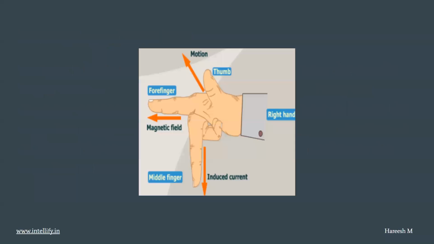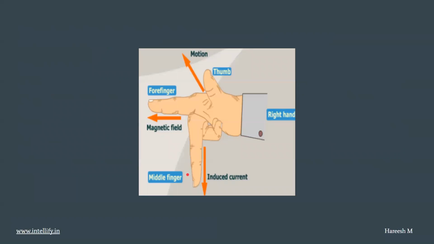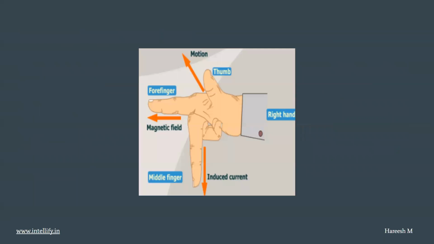So this is what Fleming's right-hand rule is. The forefinger will be in the direction of the magnetic field, the thumb will be in the direction of motion, and then your middle finger will show the induced current. If you read this line again, you stretch the forefinger, the middle finger, and the thumb of the right hand such that they are mutually perpendicular to each other. Then the forefinger should indicate the magnetic field, the thumb should indicate the motion of the conductor, and the middle finger will tell you the direction of the induced current. I hope this diagram is clear to you.